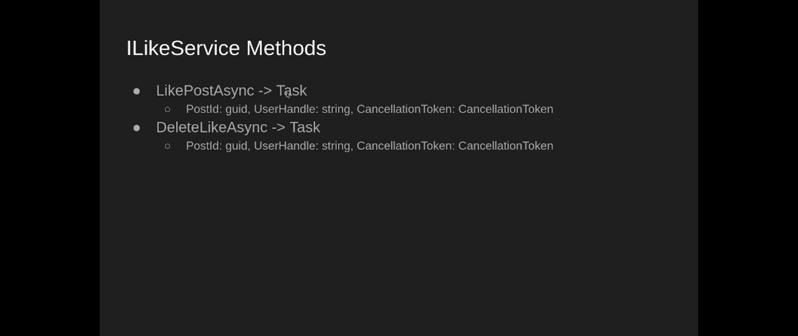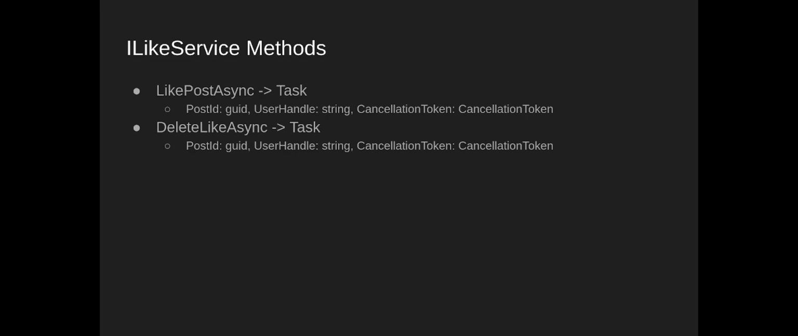All right, so you can see both of these methods are going to return a task because we don't really have data that we care about that we're going to be returning here. So for the like post async, it's going to take in a post ID and a user handle and a cancellation token. For the delete like async, it's going to take in the same things. Because you'll see that these methods are very, very similar when we get to the implementation. One is just adding the like and the other is deleting the like. But other than that, they're going to be very, very similar.